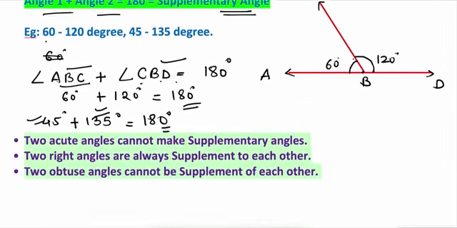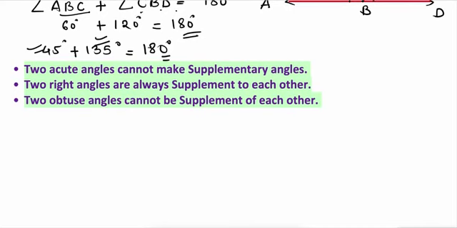Now let's see some important points for supplementary angles. Two acute angles cannot make supplementary angles. As we know, an acute angle is between 0 and 90 degrees. So suppose it is 30 degrees and 60 degrees, their sum will be equal to 90 degrees. Their sum cannot be equal to 180 degrees. So two acute angles cannot make supplementary angles.